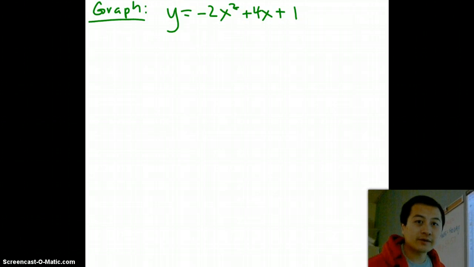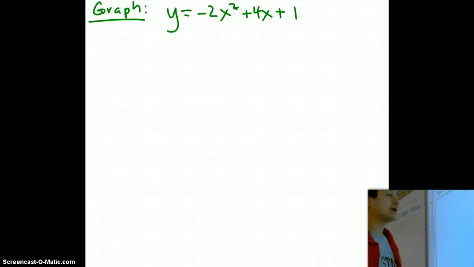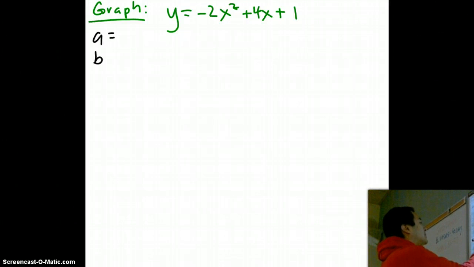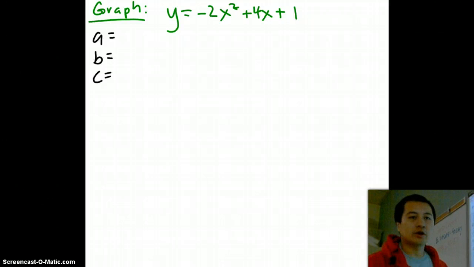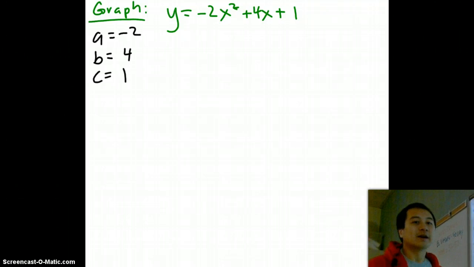So take a look. First thing first. Let's find A, B, and C, because when we use the formula, we need to know what A, B, and C is. So let's write this down. A, B, C. Try it on your own. Write it down and check if you got it right with me. What do you think A is? What do you think B is? What do you think C is? Did you get that? Good job.